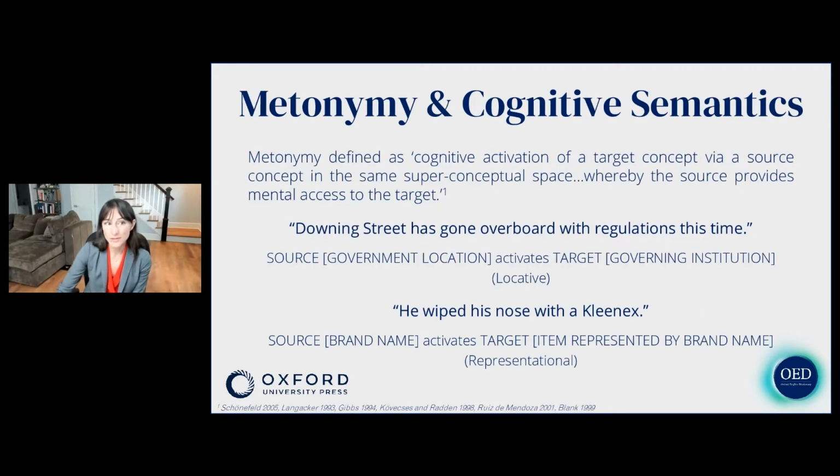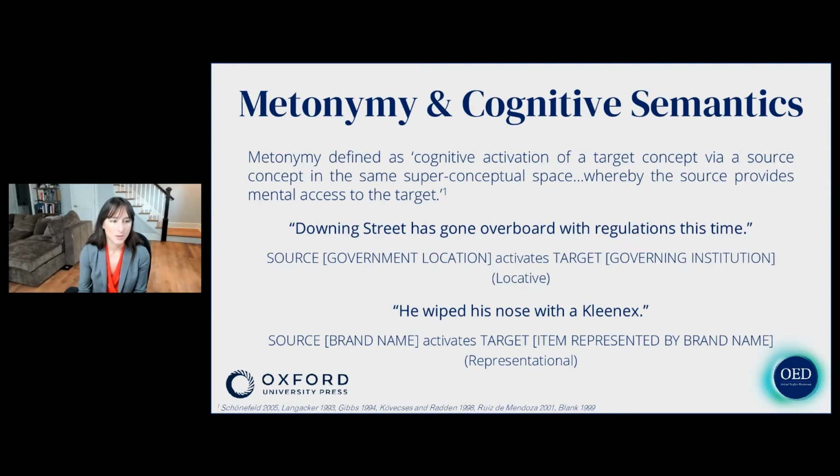So to look more closely at metonymy from a cognitive linguistic perspective, the definition I used in the study is metonymy as the cognitive activation of a target concept via a source concept in the same superconceptual space. And that activation of the source provides mental access to the target. And so what do I mean by that? It's easiest to see that in a couple of examples.